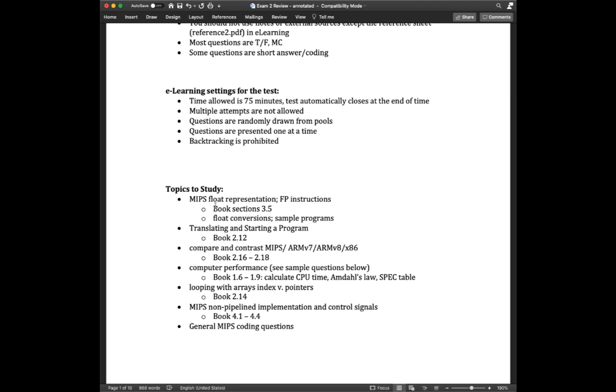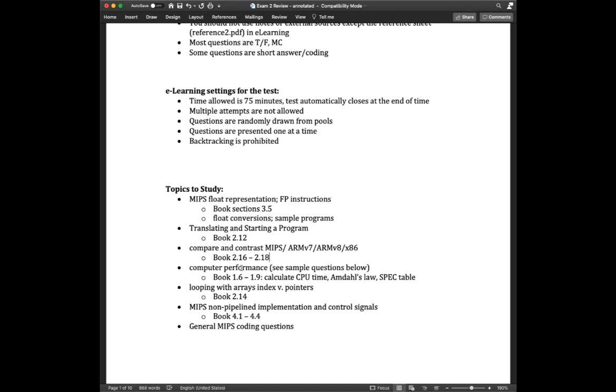We've talked about how to convert numbers in floating point. If you understand how to read the basic floating point instructions, you should be fine. Translating and starting a program refers to what the compiler, assembler, linker, and loader do, what the role of all that is, as well as static versus dynamic linking. In terms of comparing and contrasting these different architectures, I'm not going to get into the weeds on these differences. The questions will involve very basic high-level differences between these architectures.